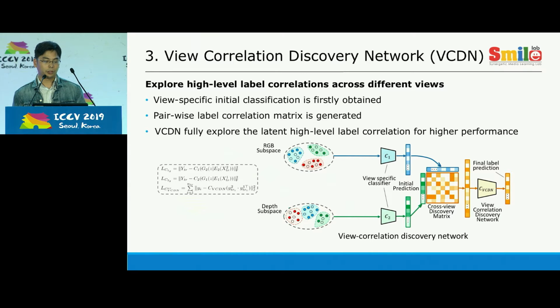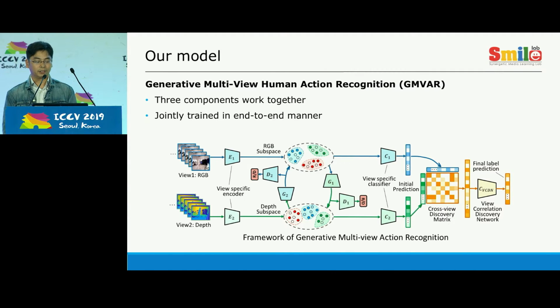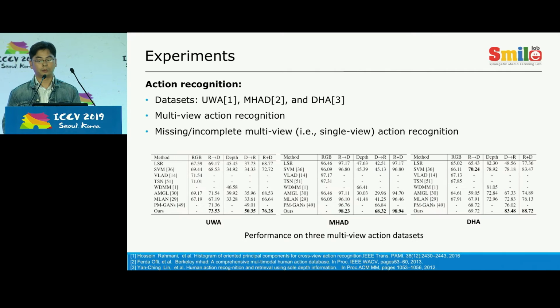So here we show 3 different losses for the 3 classifiers. C1 and C2 are the same, and the VCDN is different. So we will do the ablation study to see why VCDN helps. And all 3 modules are trained together in an end-to-end manner. And we will show the evaluation on the multi-view action recognition tasks, and we also will evaluate different modules.